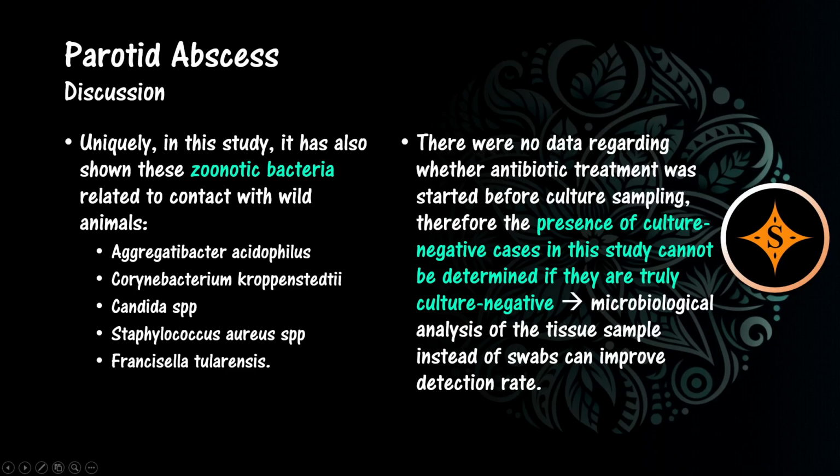However, something that we can do to increase the yield of the microbiological study, to increase the likelihood of us finding bacteria from the sample, is by analyzing the tissue sample instead of just the purulent aspirate, instead of just culturing the pus. We can culture the tissue taken from the parotid abscess.